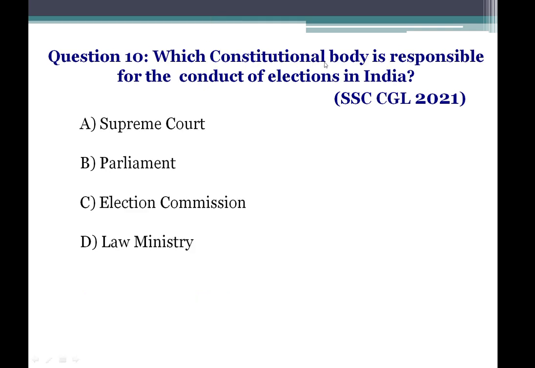Which constitutional body is responsible for the conduct of elections in India? And the options are Supreme Court, Parliament, Election Commission or Law Ministry. So basically Election Commission is responsible for the conduct of elections in India. So the correct option is option C.